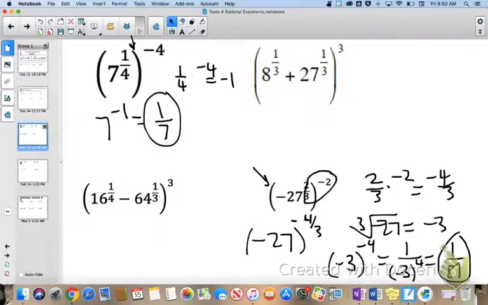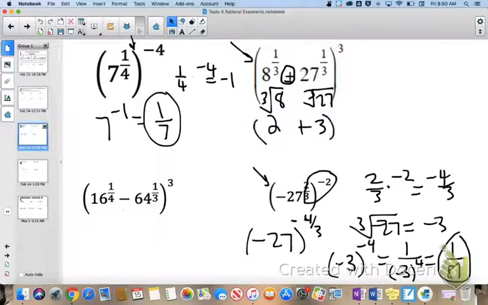Okay. With this one at the top, when you are adding and subtracting in between, it's not power to a power, so you need to do each one. So here we're going to do the cube root of 8, which is 2, the cube root of 27, which is 3, 2 plus 3 is 5, to the third power is 125, right? 5 times 5 times 5.